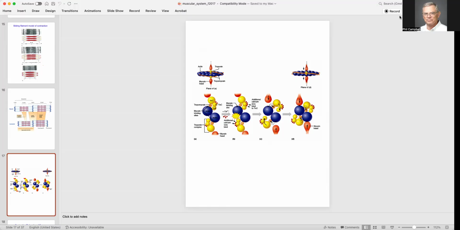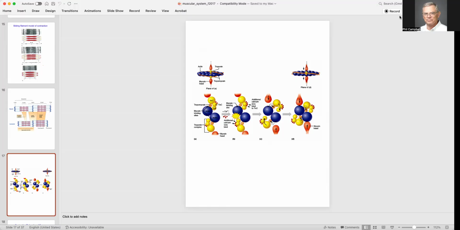This is where things start to deviate from nervous system communication. As long as that calcium is there and binding to the sites, we will have contraction. In order to induce relaxation, I have to get rid of the calcium. So that's where we're going to go next.